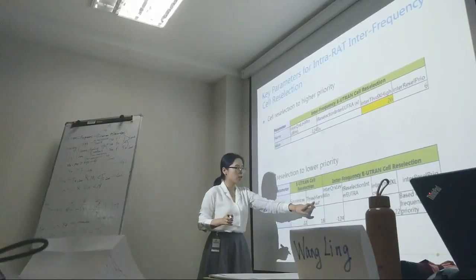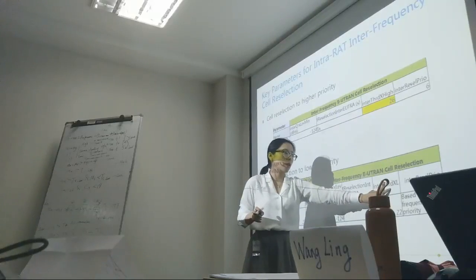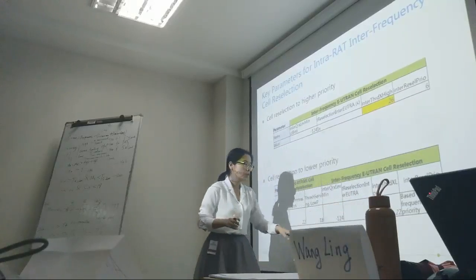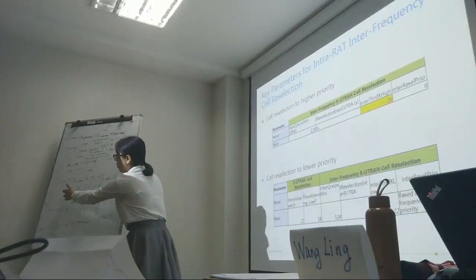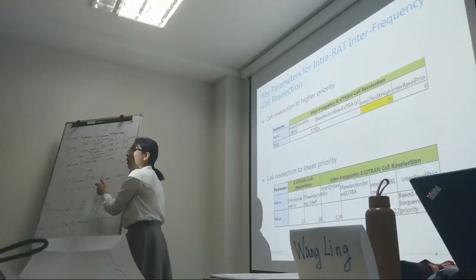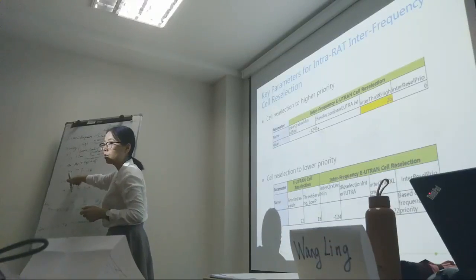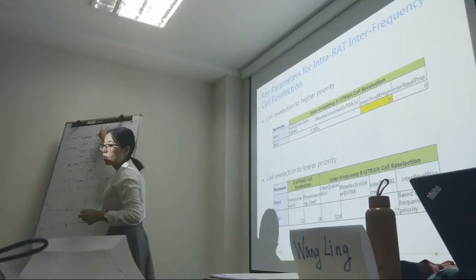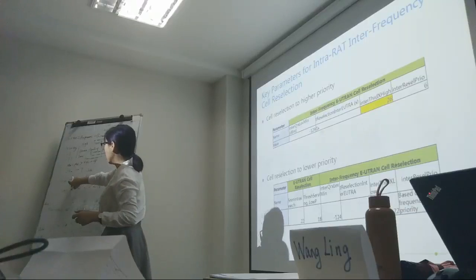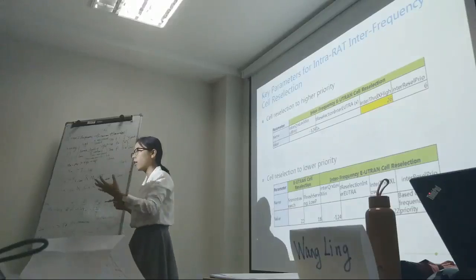Here is the threshold for the serving cell for low priority. This is the threshold of the neighbor for low priority. If the neighbor cell is greater than 22 and the serving cell is less than 18, it will perform. Can you get this value? We also use this value, minus 124. Can you get this? The neighbor cell should be greater than which value? The serving cell should be less than which value? Can you calculate it?